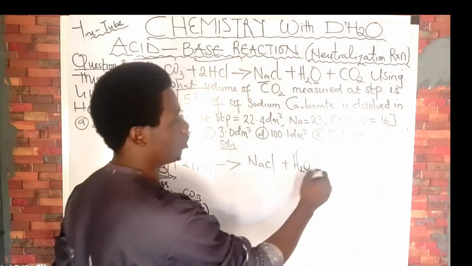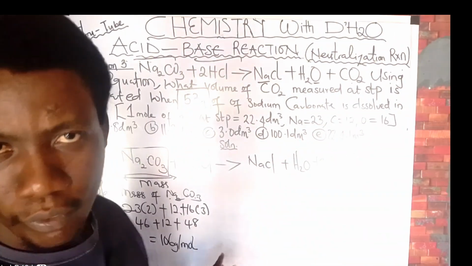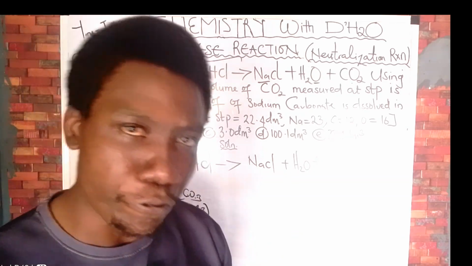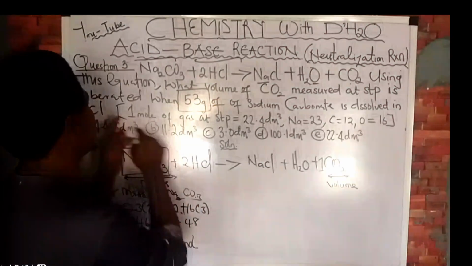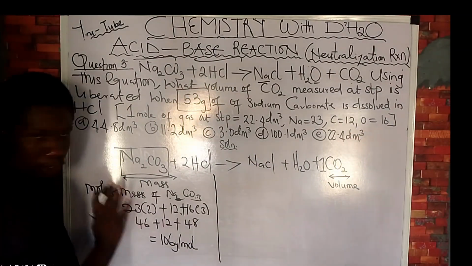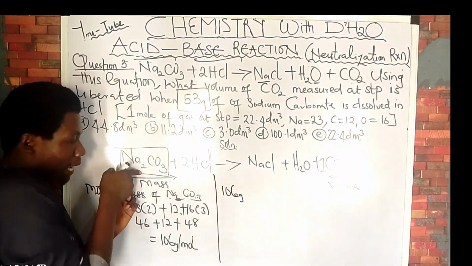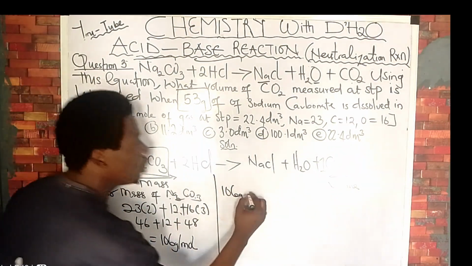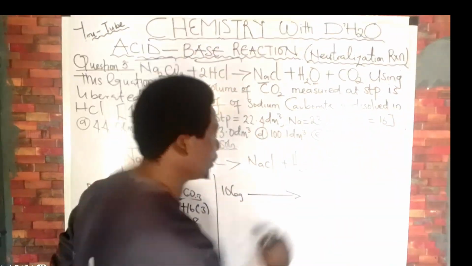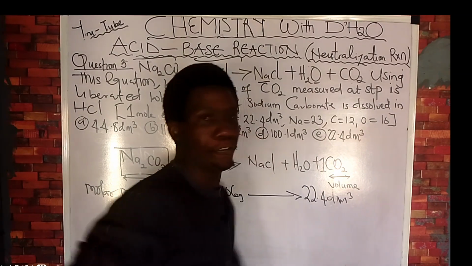Remember that if you look at this, you see just 1 mole. So we have 1 mole of carbon dioxide that is liberated in this reaction. And you know that 1 mole is equivalent to 22.4 dm cube. That's what they said. They said 1 mole of the gas at STP is 22.4. So according to this now, look at it. 106 grams of this Na2CO3 liberated 1 volume of what? CO2, which is the same as what? 22.4 dm cube. That's the first thing to do.